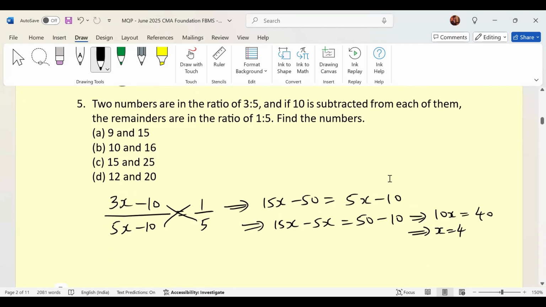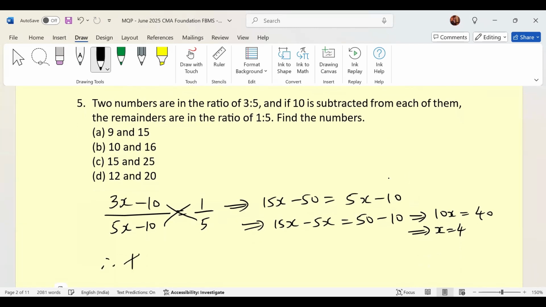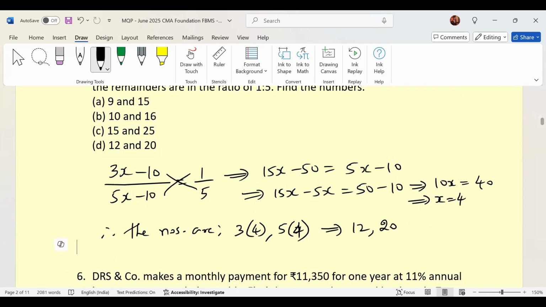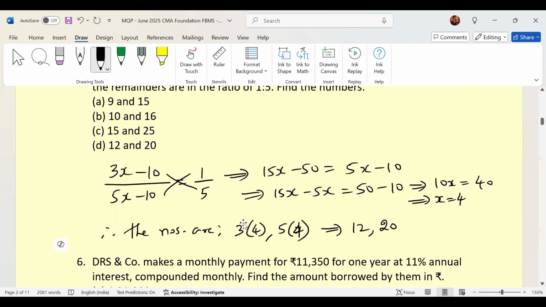If x is 4, therefore the numbers are 3 times x, 3 times 4, comma, 5 times x, 5 times 4. Means the numbers are 12, comma, 20. That is our option D. Let me move on to the next question.